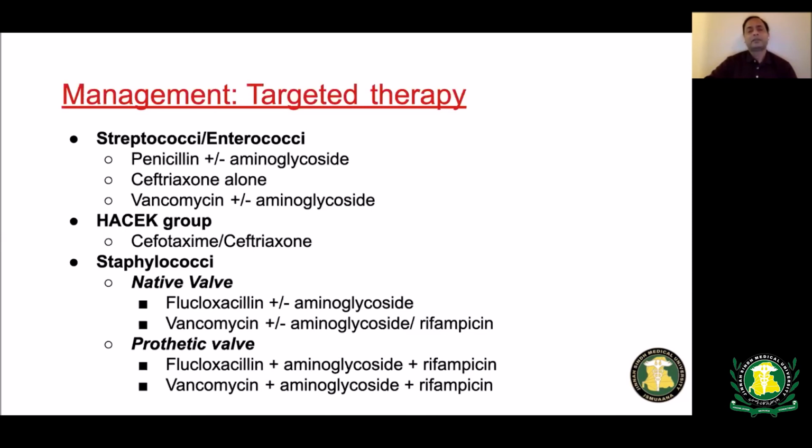If they have Staphylococcus aureus infection, if they are methicillin sensitive, then they will require oxacillin along with 2 weeks of aminoglycoside. If they have MRSA, which means methicillin-resistant Staphylococcus aureus infection, they will require 4 weeks of vancomycin and 2 weeks of aminoglycoside. Sometimes we also give them rifampin.